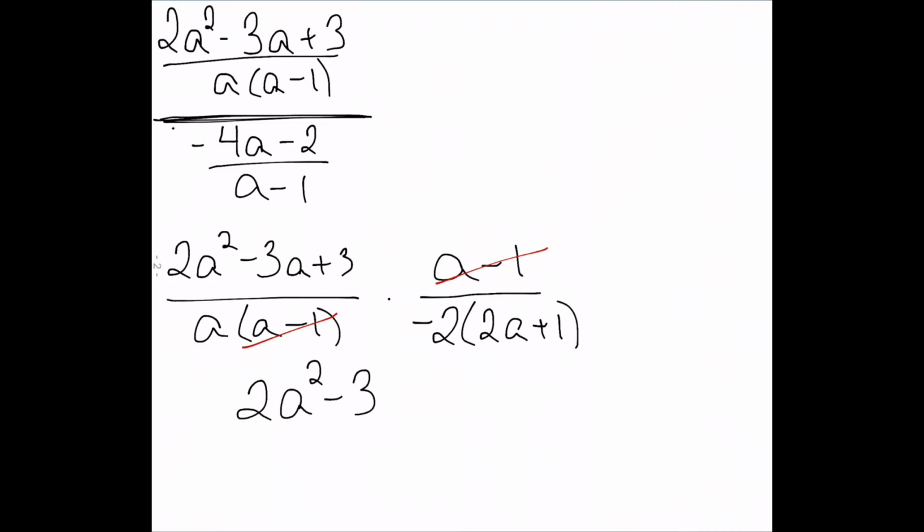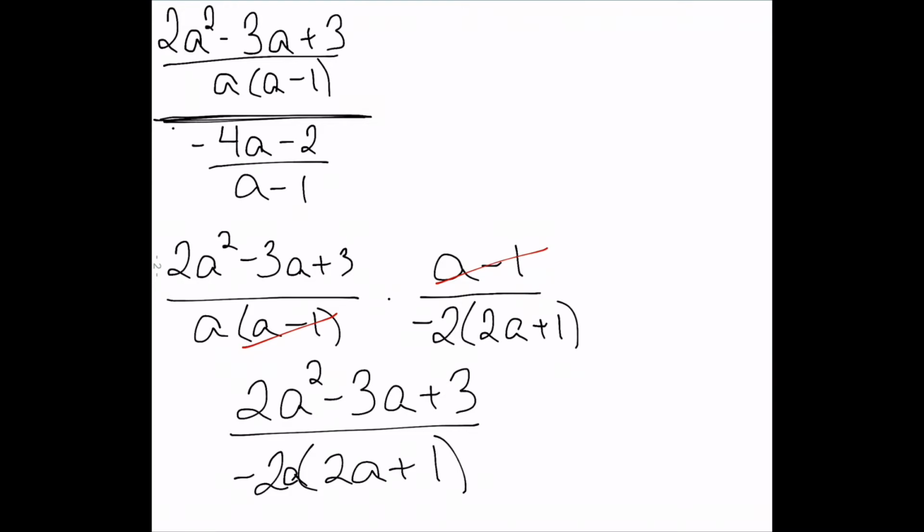2a squared minus 3a plus 3 over negative 2a times 2a plus 1. So essentially, I just consider this as two fractions, the top and the bottom, added or subtracted accordingly, and then use the fraction bar as a division. I'll do one more example using this method.